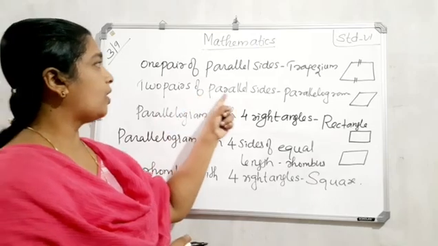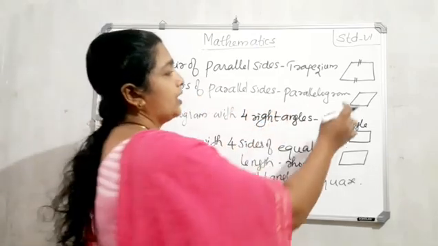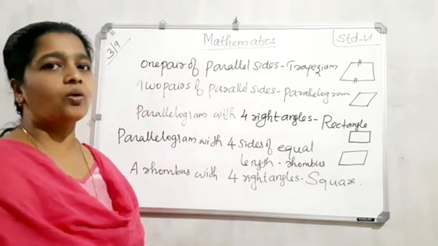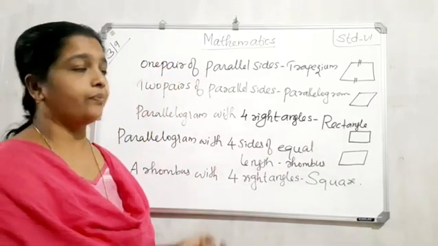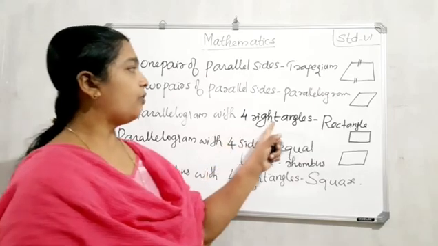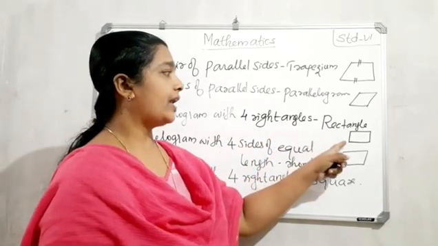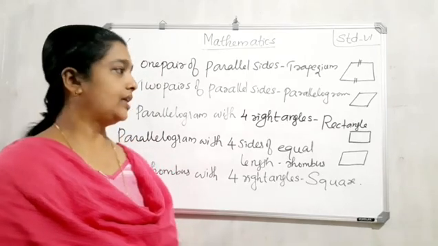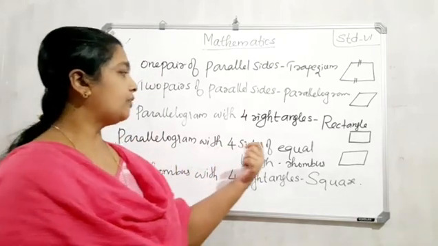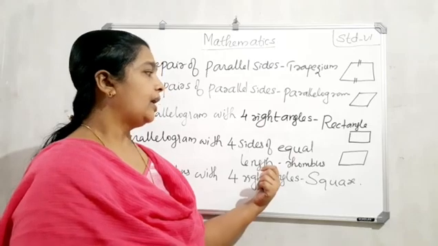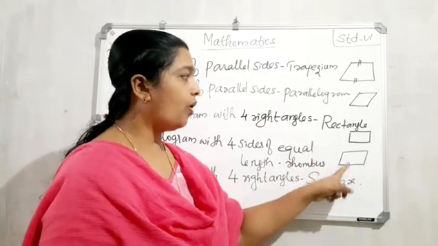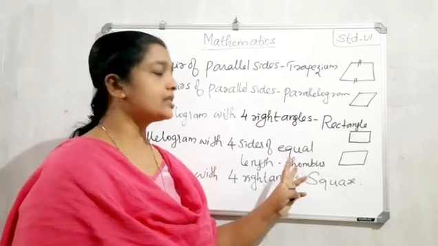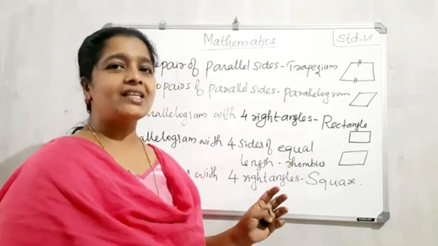Then two pairs of parallel sides is known as parallelogram. Parallelogram with four right angles, right angle here, is known as rectangle. We studied. Next, parallelogram with four sides of equal length. Here, four sides are equal. That is known as rhombus.